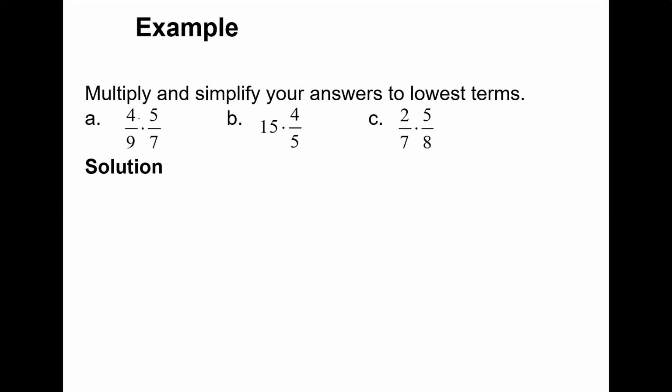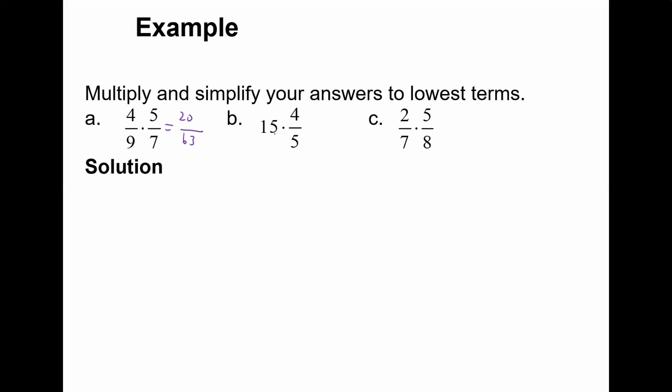So when we multiply two rational expressions, we want to see if we can reduce before we start. I don't see anything we can reduce from numerator to denominator, so we're just going to multiply across. 4 times 5 is 20, and 9 times 7 is 63. And that would be our solution.